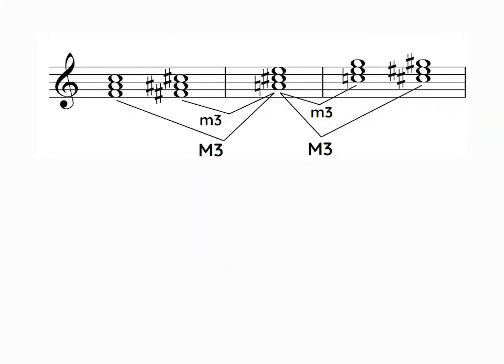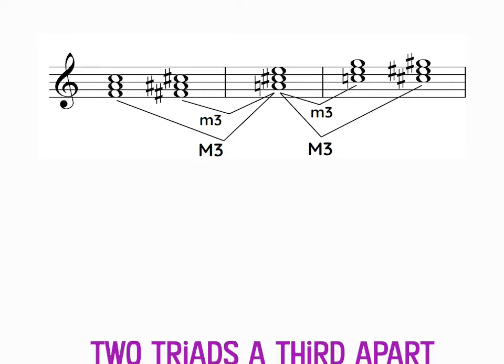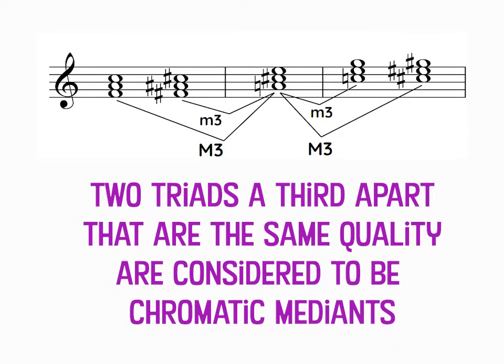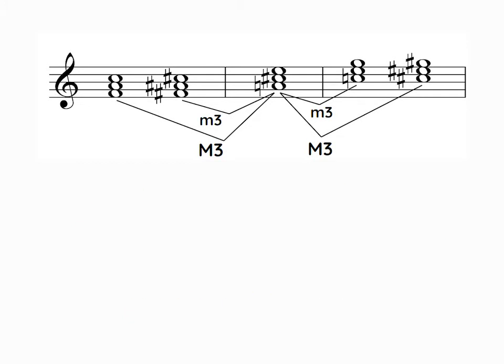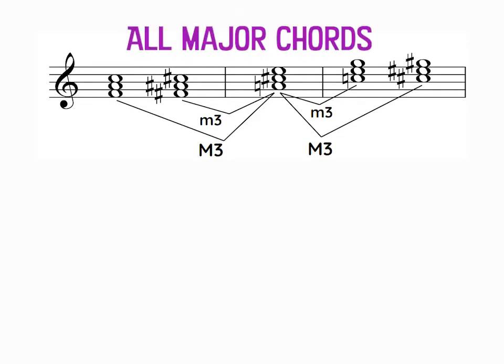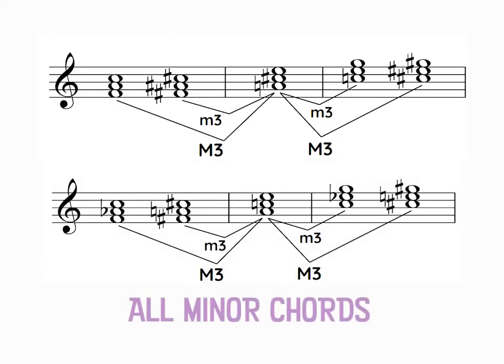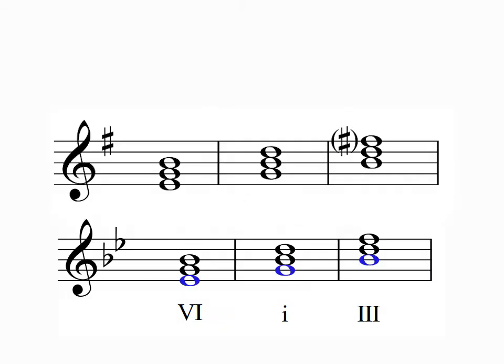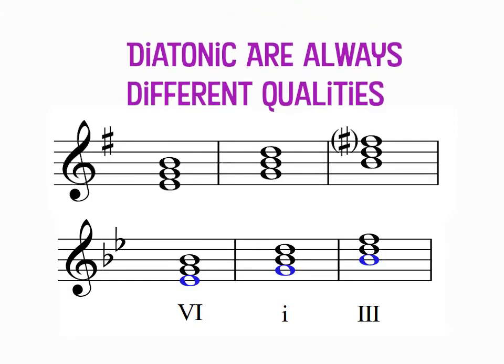One of the keys to recognizing chromatic mediants is to spot the common tone and the chromatic alteration. But you can also spot them by recognizing two triads a third apart that share the same quality are chromatic mediants. Note that all of these triads share a mediant relationship and are all major chords. Likewise, these are all minor triads that share a mediant relationship. In contrast, diatonic mediant relationships always have differing qualities.